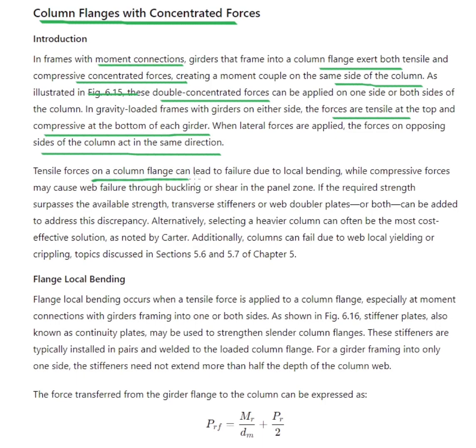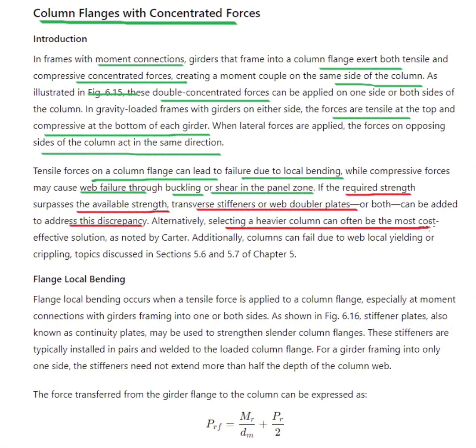So the tensile forces on the column can lead to failure due to local bending, while compressive forces may cause web failure through buckling or shear in the panel zone, right? If the required strength surpasses the available strength, transverse stiffeners or web doublers or both can be added to address these kinds of issues. Alternatively, selecting a heavier column can offer the most cost-effective solution.